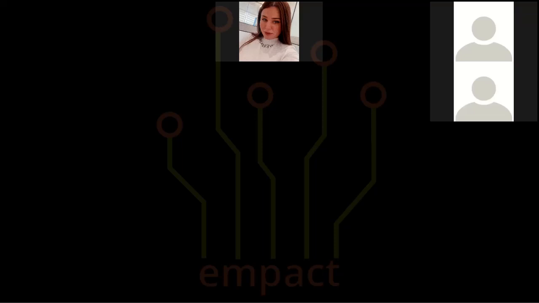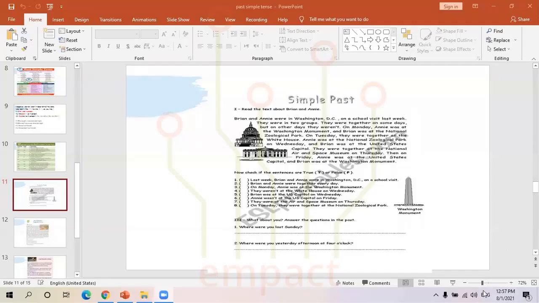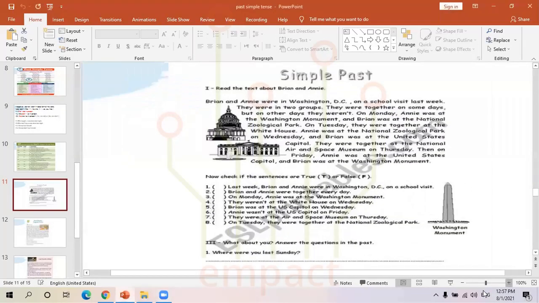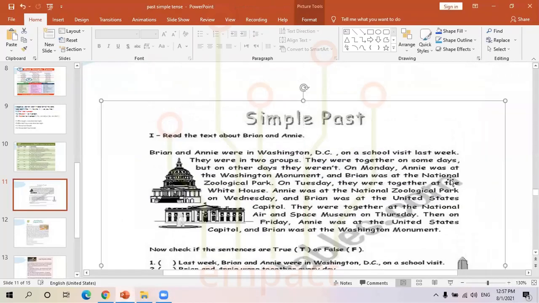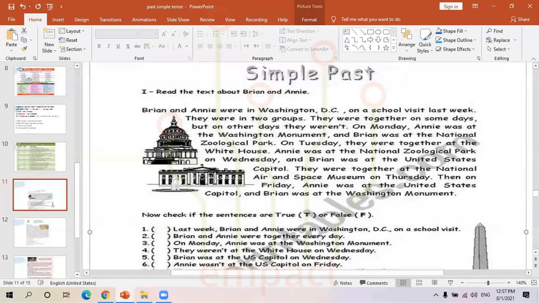Share the screen again. Can you see my screen right now? Okay. Is it okay? Yes.